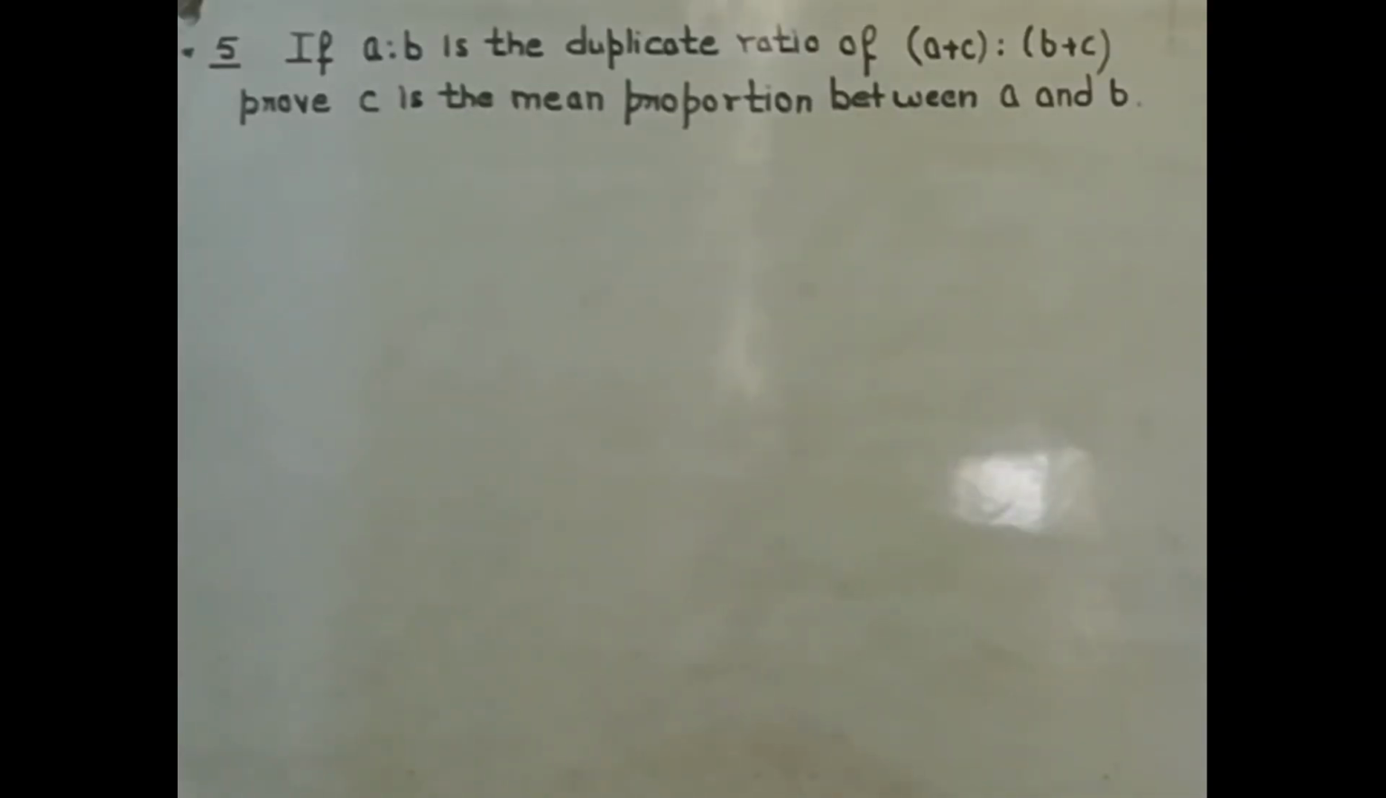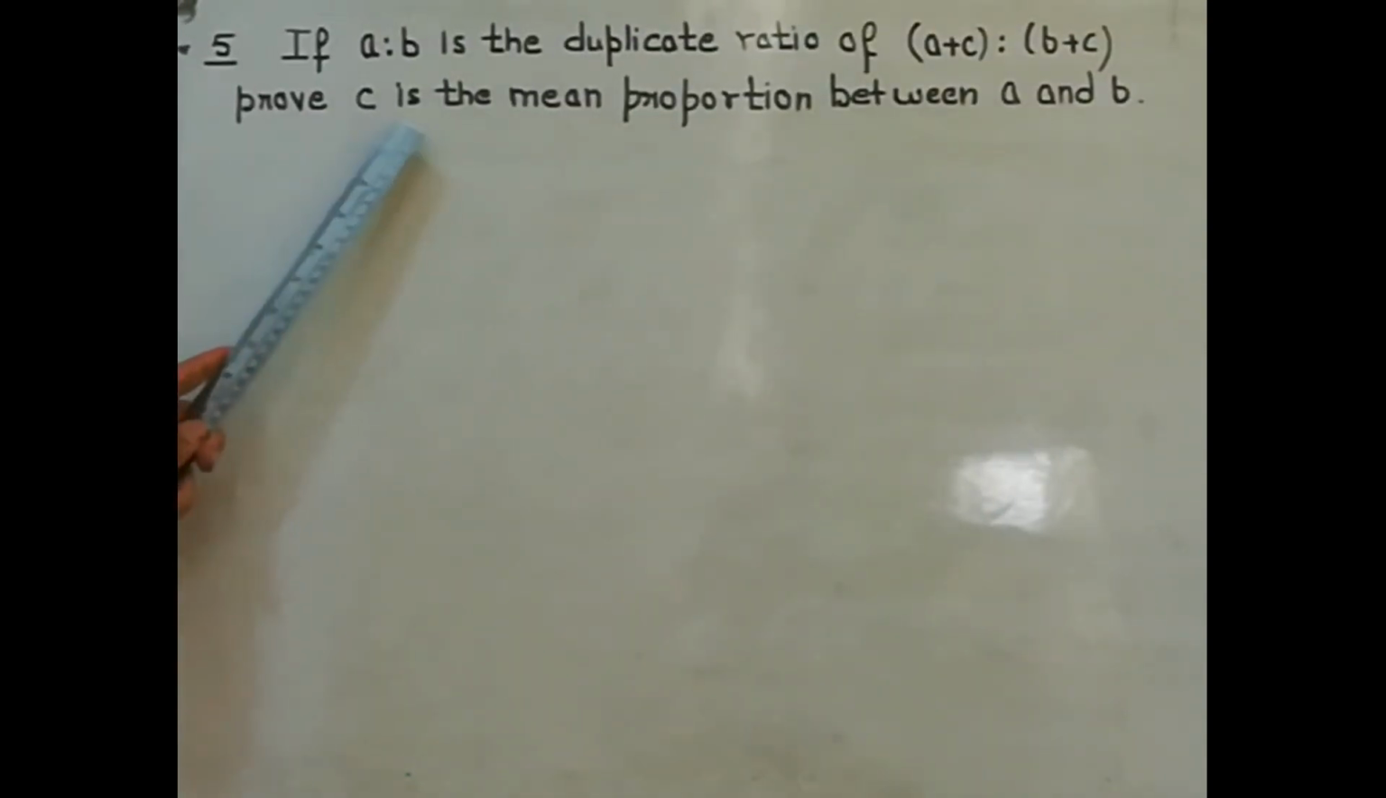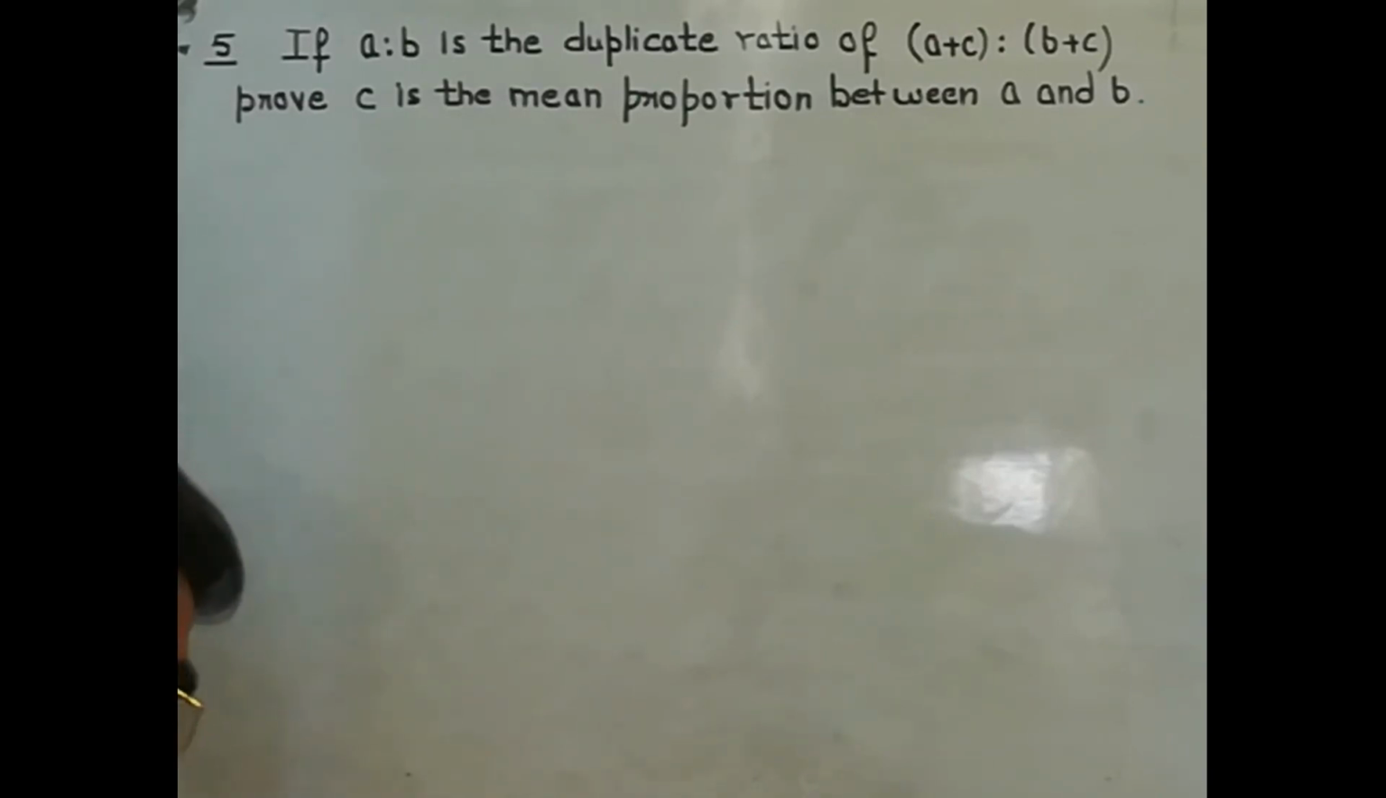Now in question number 5, first of all we see what we have to prove. What is given and what is to be proved. Now what is given to us is a upon b is the duplicate ratio of that, and you have to prove that c is the mean proportion. Now first of all let me explain you what you have to prove.